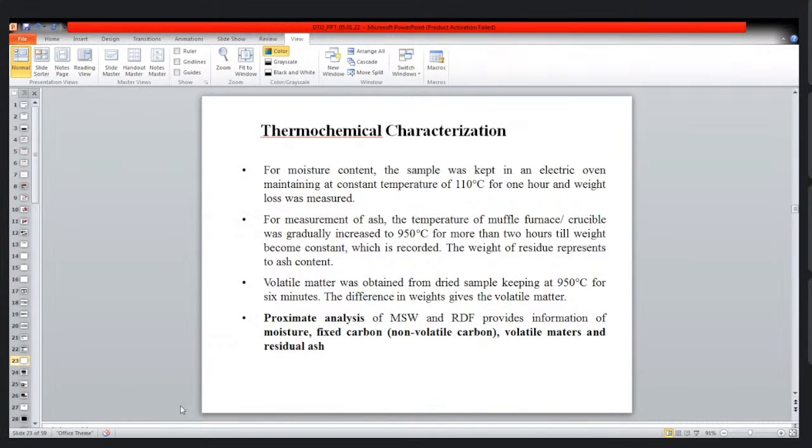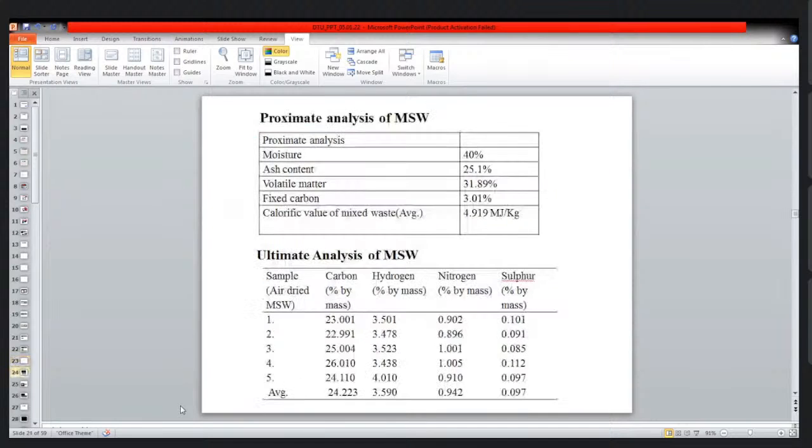Proximate analysis of municipal solid waste and RDF was also carried out. It provides the information of moisture content, fixed carbon, volatile matter, and residual ash. Proximate analysis of municipal solid waste: this is basically for RDF, sorry, it is for municipal solid waste. The moisture content was 40%. Ash was 25.1%, which is on the very high side.